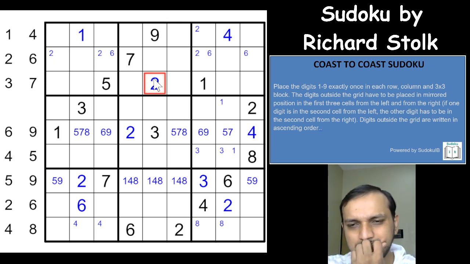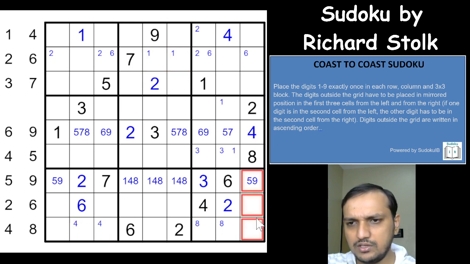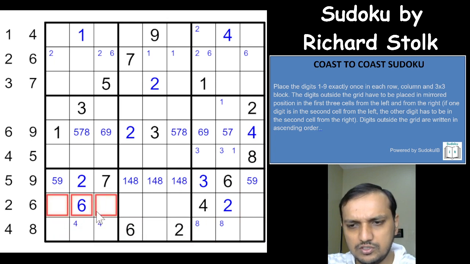Come on. One is in one of these two cells. So we know that 4 and 8 would have to be here somewhere. 8 is actually here only. So you cannot have an 8 here. 8 is in one of these two cells. 2 and 6 is done. 5 and 9 is done.